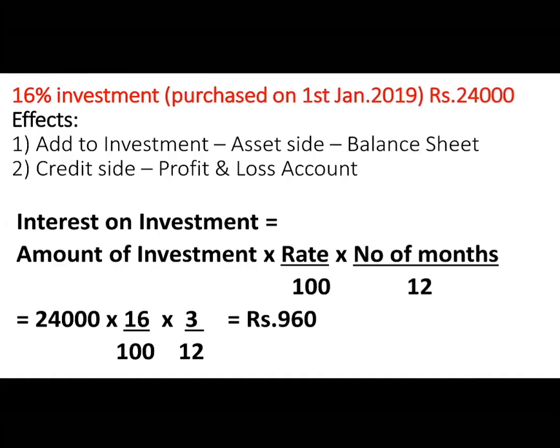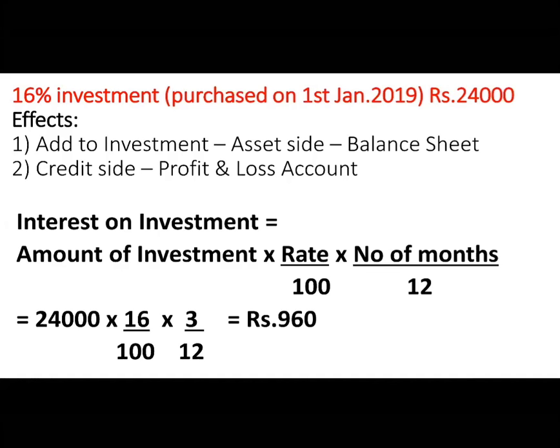Now the next is 16% investment. 16% investment purchased on 1st Jan 2019, rupees 24,000. Again, this is a hidden adjustment which will be there in the trial balance. Trial balance में आपको दिया जाएगा 16% investment, bracket में दिया जाएगा information कब purchase किया है, right? And the amount will be given. So this again is interest on investment.